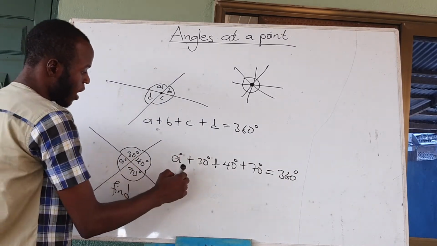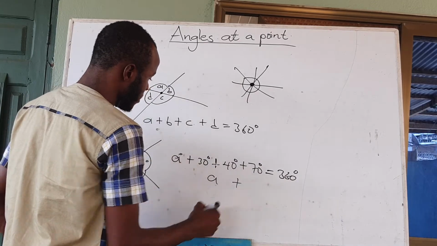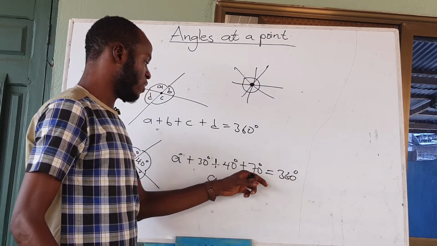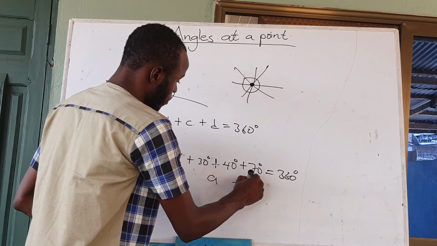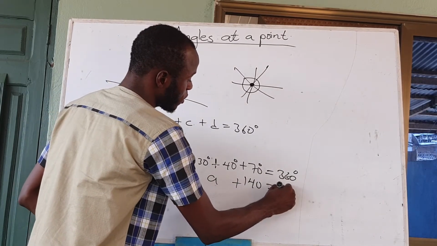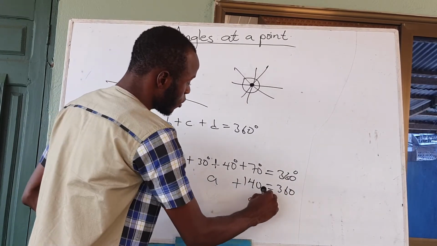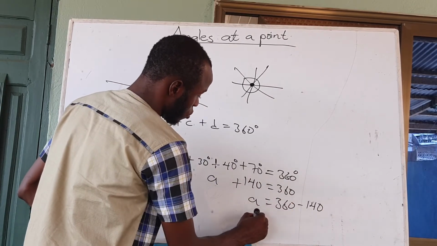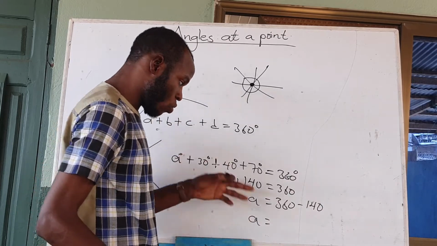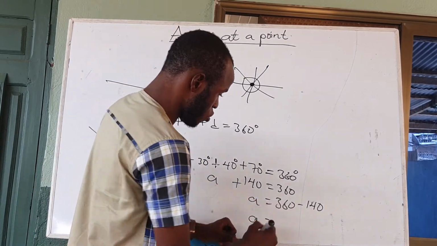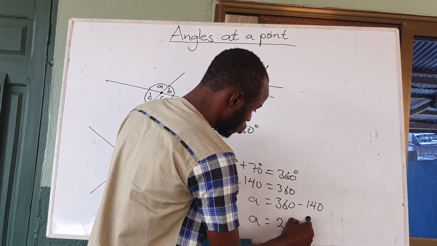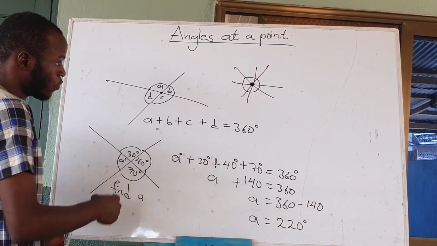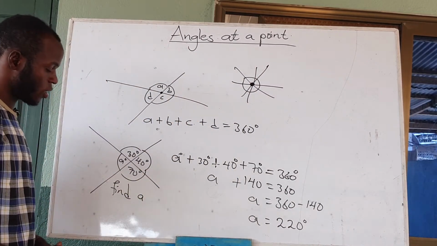Now we have A plus, 30 plus 40 is 70, 70 plus 70 is 140. So 140 plus A equals 360. So A is equal to 360 minus 140. 360 minus 140 is 220 degrees. So the angle A is 220 degrees.